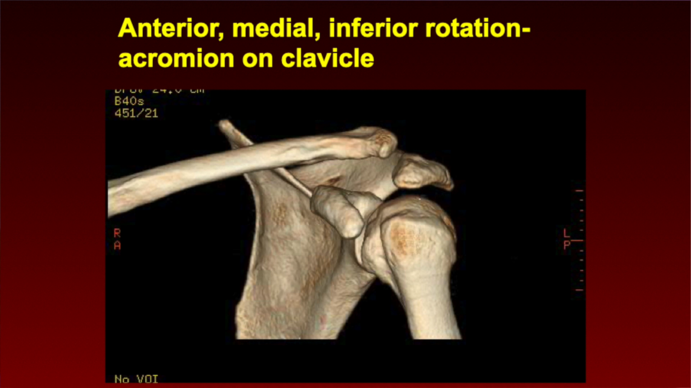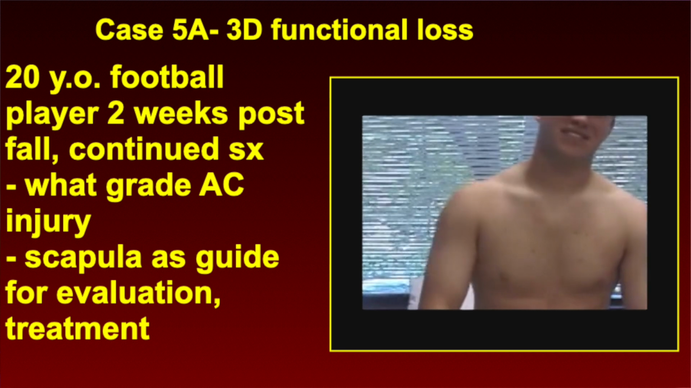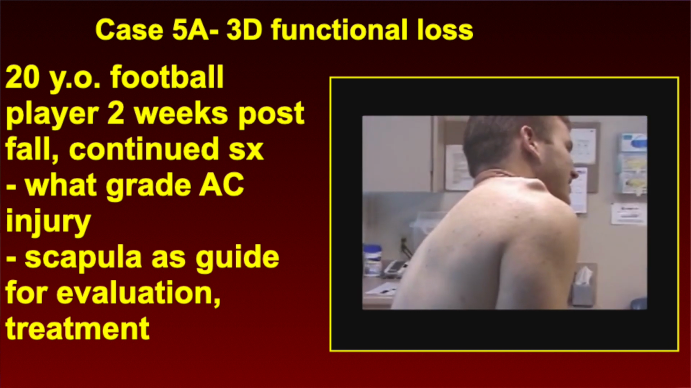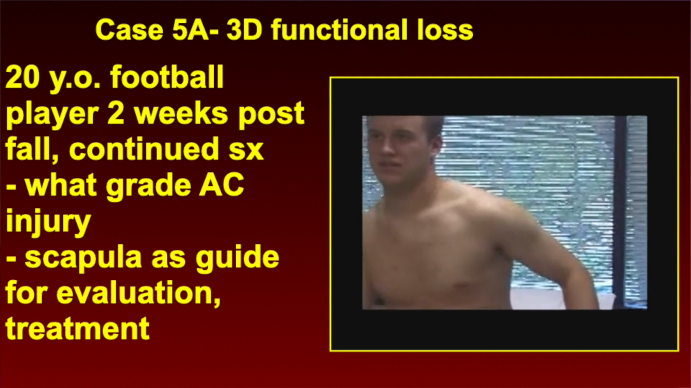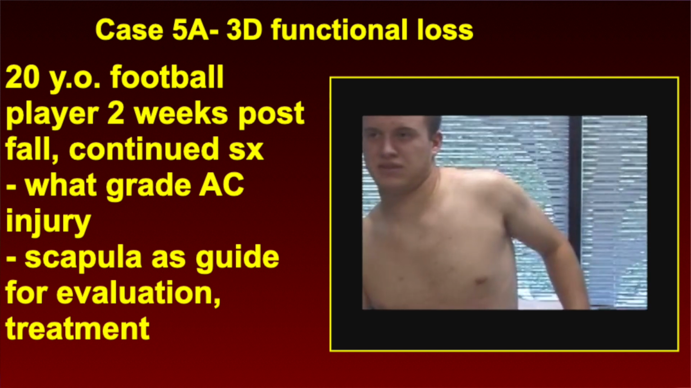So what does that look like in the person? So here's a patient. He's a football player, 2 weeks after a fall with continued symptoms. And he comes in to get evaluated. And so you say, well, maybe this is a type 5, type 3, whatever it happens to be. Can you use this as a guide for treatment?